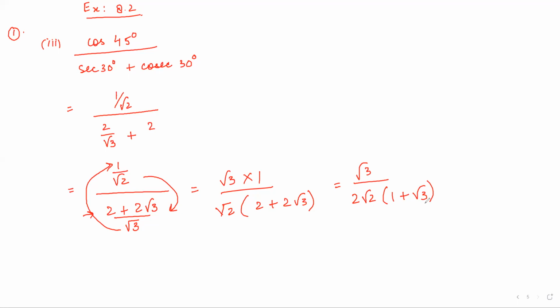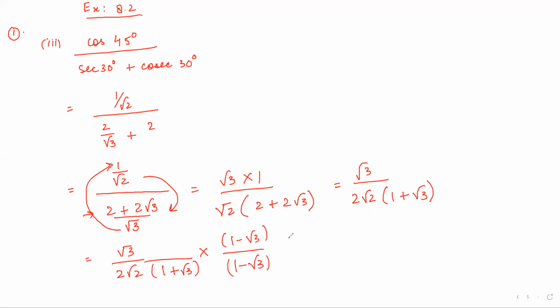So now you have to rationalize because you have an under root term in the denominator. So you can rationalize it, right? So this will become under root 3 divided by 2 under root 2. Then you have 1 plus under root 3, right? So that means you can multiply with 1 minus under root 3 and 1 minus under root 3.